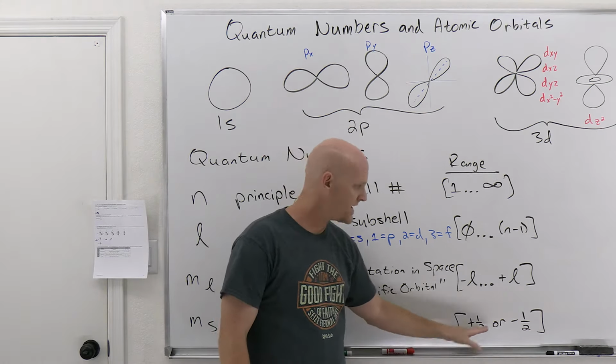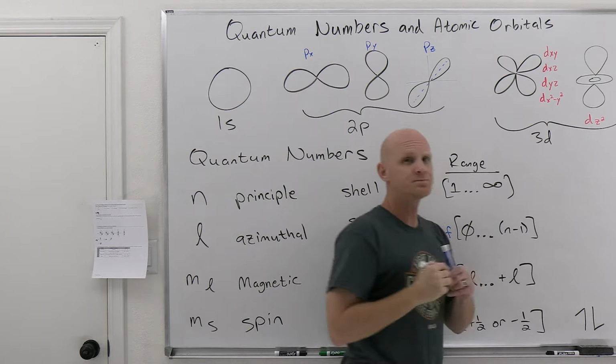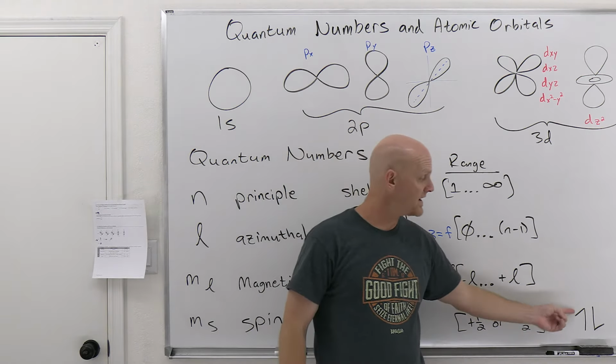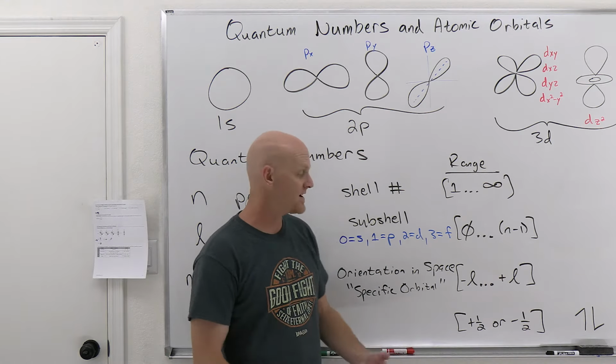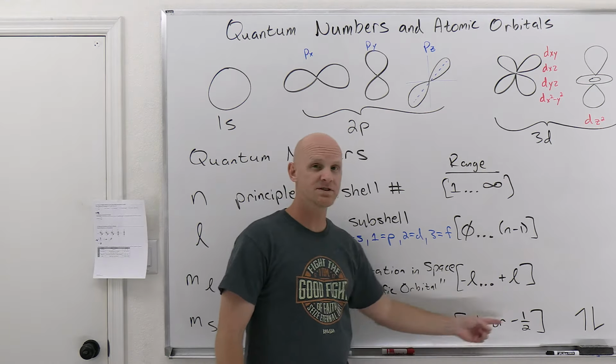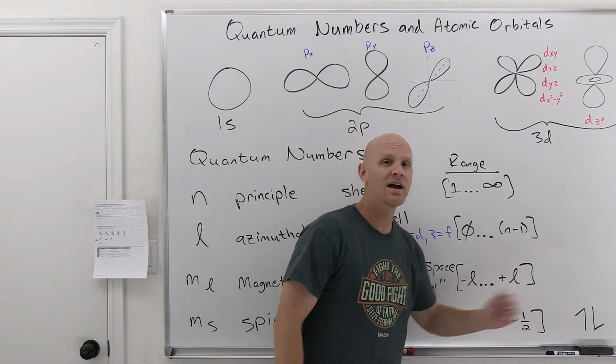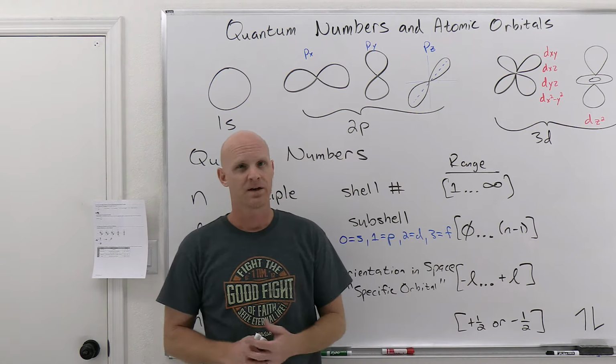So plus 1/2 and minus 1/2, and we're going to represent electrons here with arrows, like so. One arrow points up and one arrow points down, and these arrows represent electrons. We represent the opposite spin quantum numbers by drawing the arrows pointing in opposite directions.